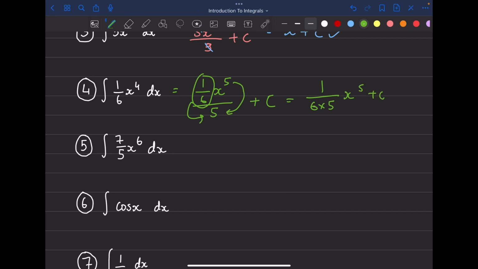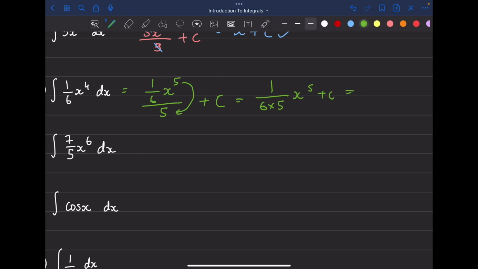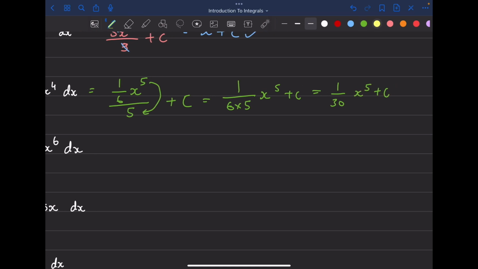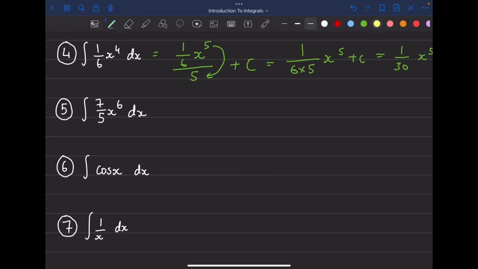Once again, I'm just dividing here, so if this is confusing, just divide this entire thing by 5. I'm simplifying. And then this will give you 1 over 30 x to the power of 5 plus c. Once again, you have to remember the plus c, because if you forget it, that's kind of like half the mark gone. It's kind of like a unit. For integrals, this is your unit. You cannot forget it.